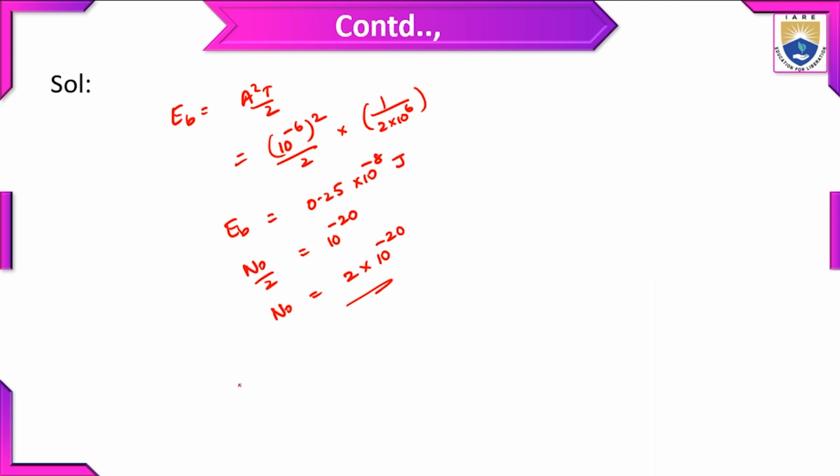So we know that the probability of error is equal to 1 by 2 ERFC of square root of EB by 2 N0. So what is EB value? 0.25 into 10 power minus 8 divided by 2 N0. So already 2 is there, so 2 into 2 you can write as directly 4. So 4 into 10 power minus 20. So this is my probability of error after substituting the value of EB and N0 value.